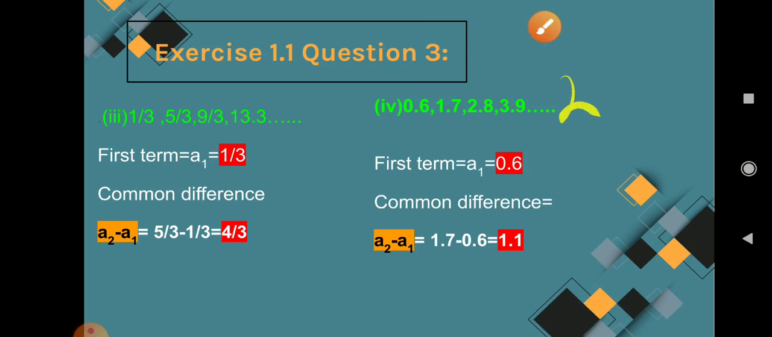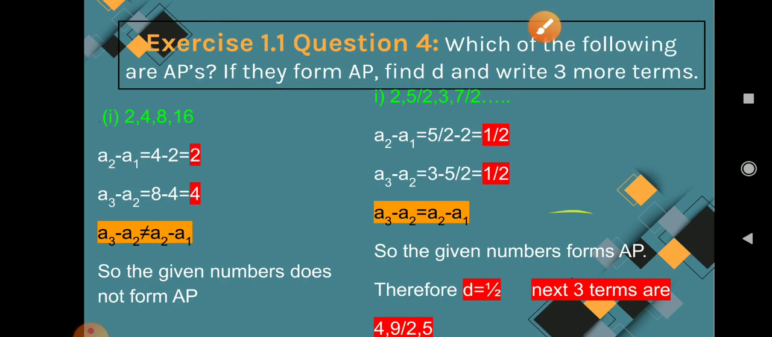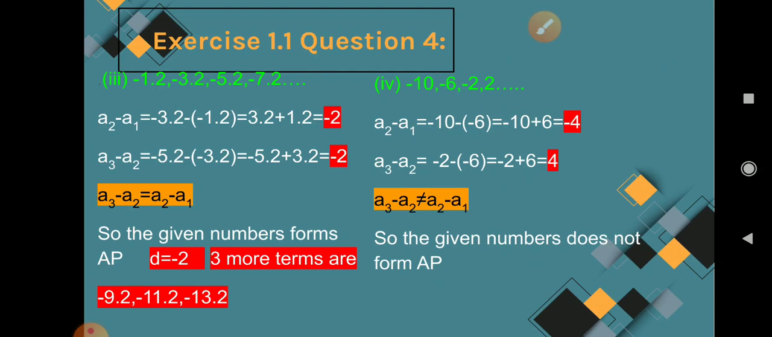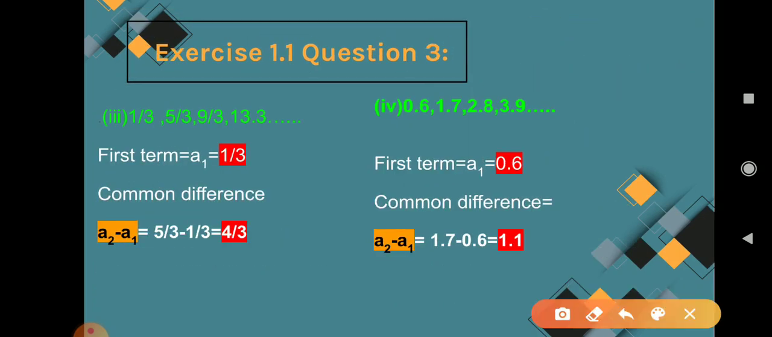Either you can go for 2.8 minus 1.7. So 8 minus 7 is 1, and 2 minus 1 is 1. So 1.1 is the common difference in this AP.